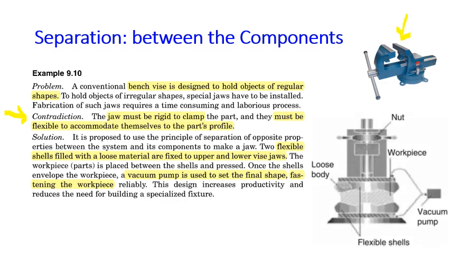So the solution here is that we are using what they call loose bodies. You put them in the upper jaw and lower jaw, and these loose bodies are filled with loose materials. Then you put the workpiece in between the loose bodies. And once you have put the workpiece in, use the vacuum pump to set these loose bodies exactly following the shape of your workpiece. So now you do not need to design a special jaw, but you can hold the irregular shape tightly.